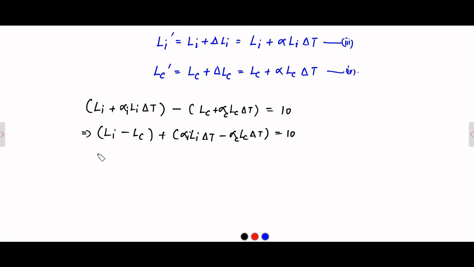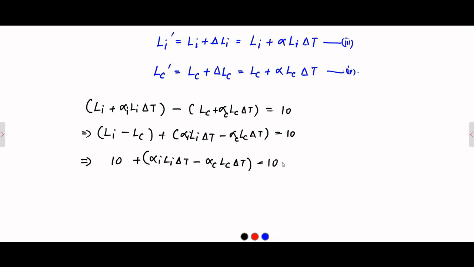That implies here Li minus Lc, the initial difference of lengths, that is also equal to 10. The initial difference in lengths of the two cylinders at 0 degrees Celsius is also 10, plus alpha I Li delta T minus alpha C Lc delta T, that is equal to 10.